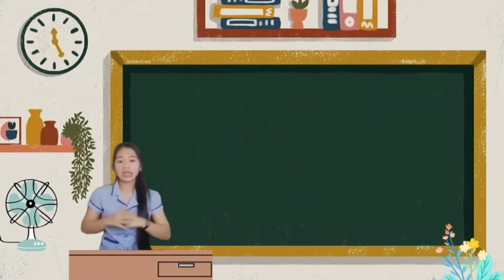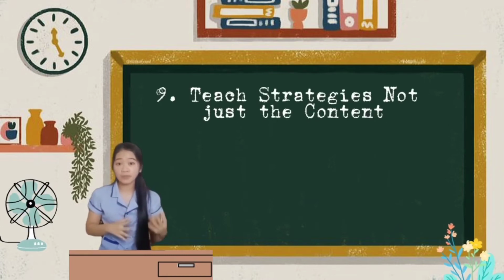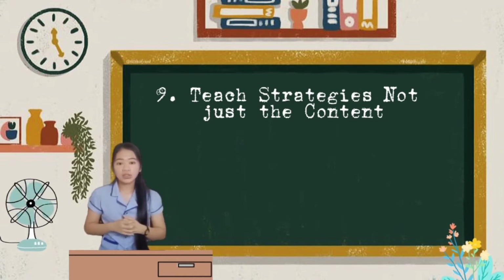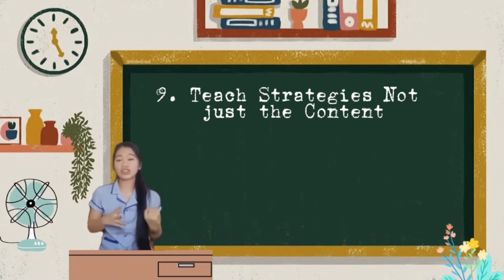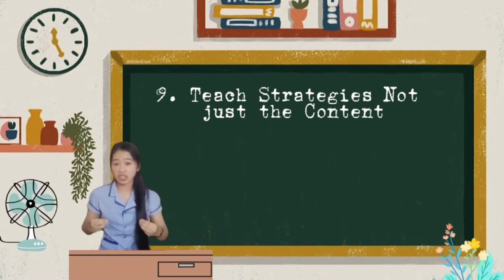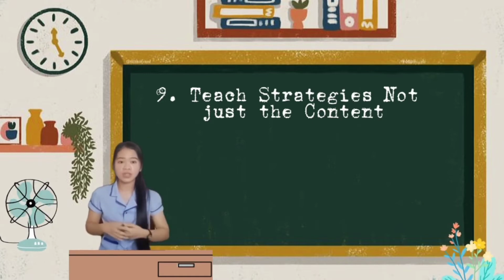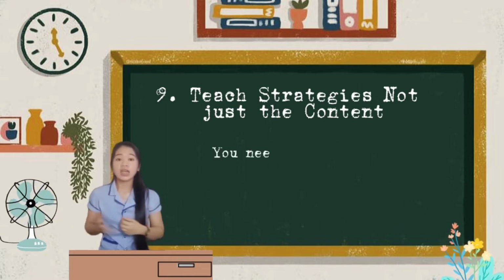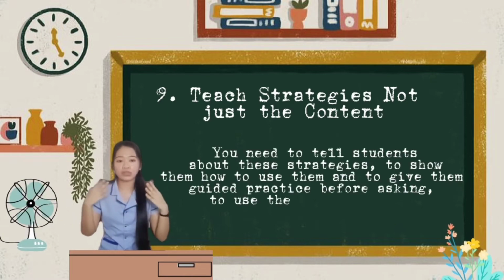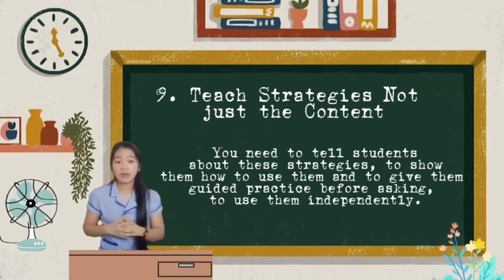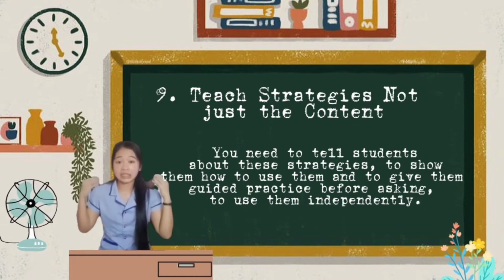The ninth one is teach strategies, not just the content. From assignments and studying to characterization, there are strategies underpinning the effective execution of many tasks that you ask students to perform in school. And just as with the content, you need to tell students about these strategies, to show them how to use them, and to give them guided practice before asking them to use them independently.